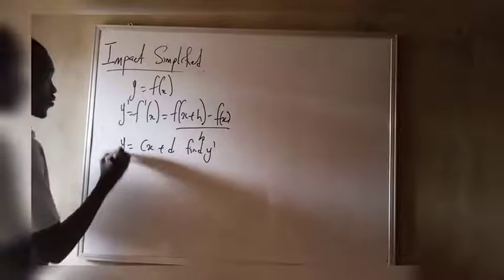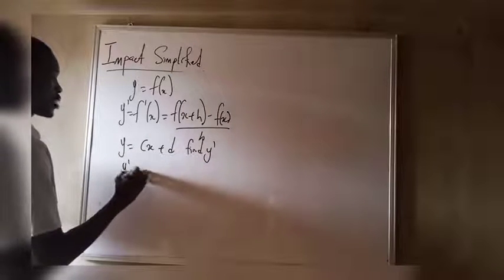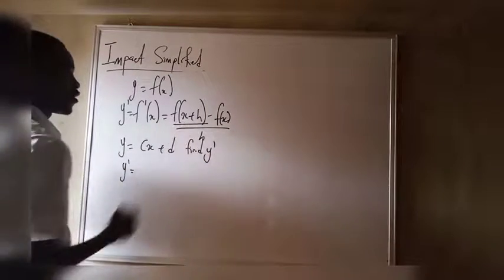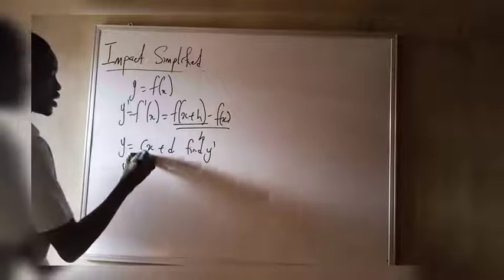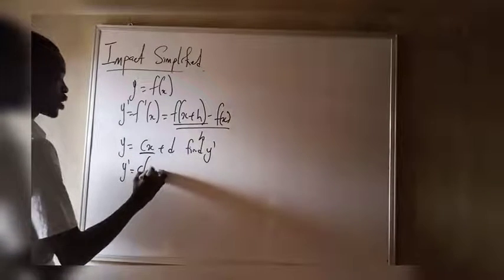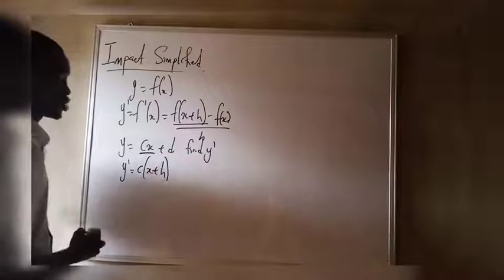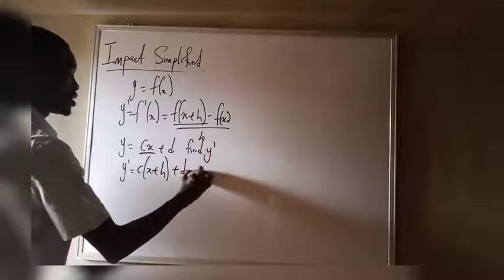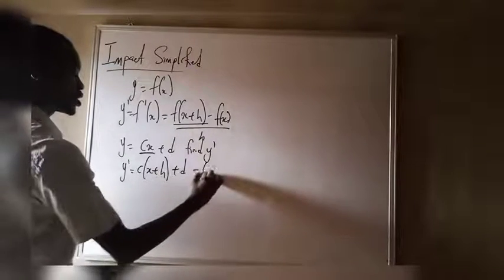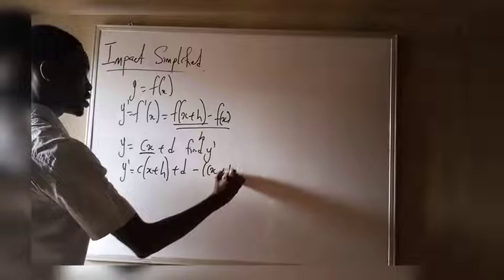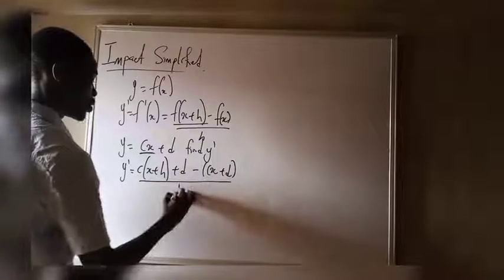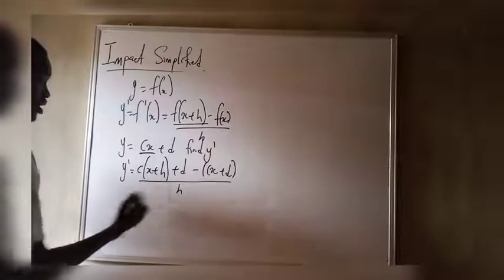So making use of the first principle, we have y prime equals f of (x plus h). That means anywhere we are seeing x, we are going to add h to it. And now we have minus f of x. And what is f of x? That will give us cx plus d, divided by h. And that's all. So let's simplify.